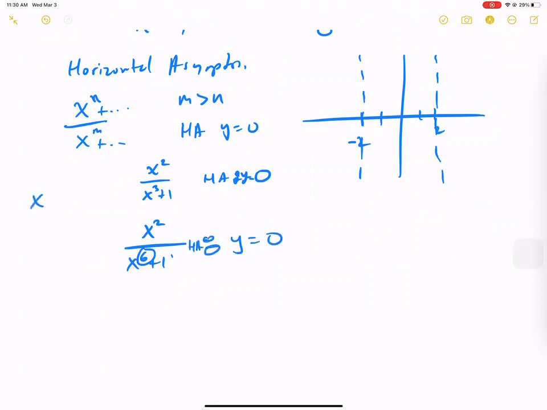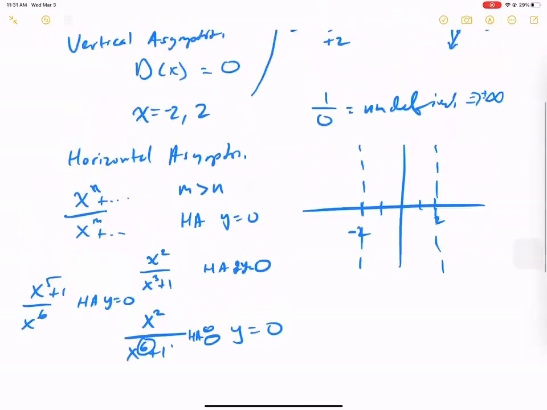What if it's x to the 5th over x to the 6? Just barely making it over. Yeah, horizontal asymptote, y is equal to 0. So as long as the bottom is bigger by any degree, we can say my horizontal asymptote is 0. And in this case, the bottom is bigger.